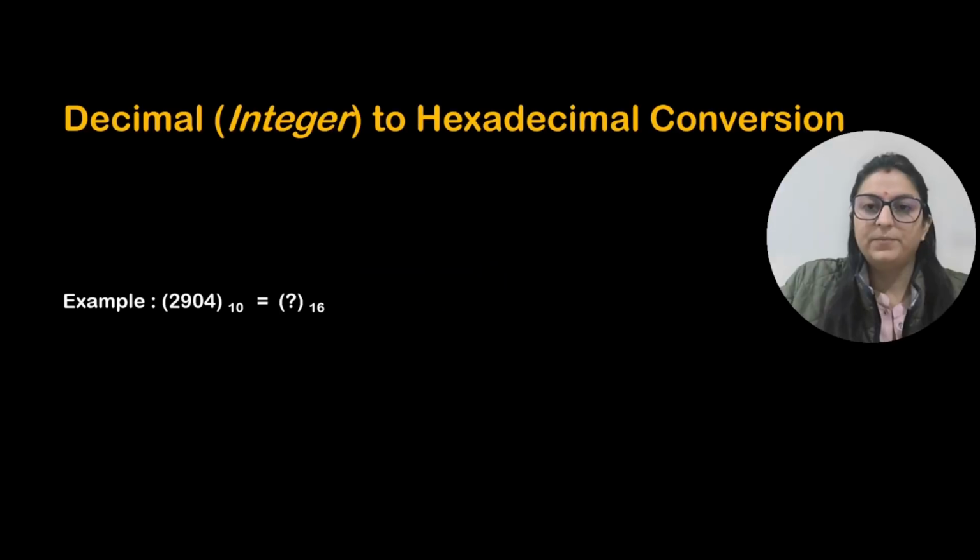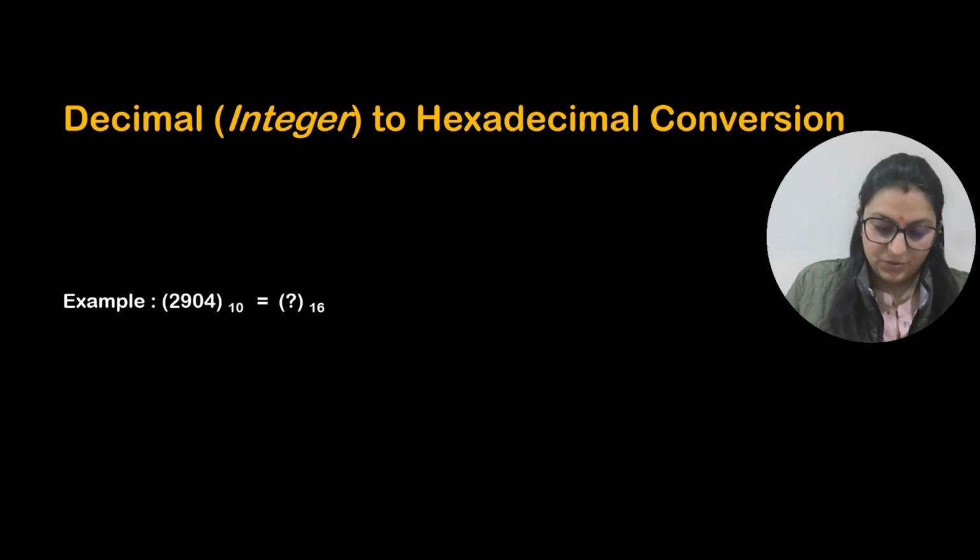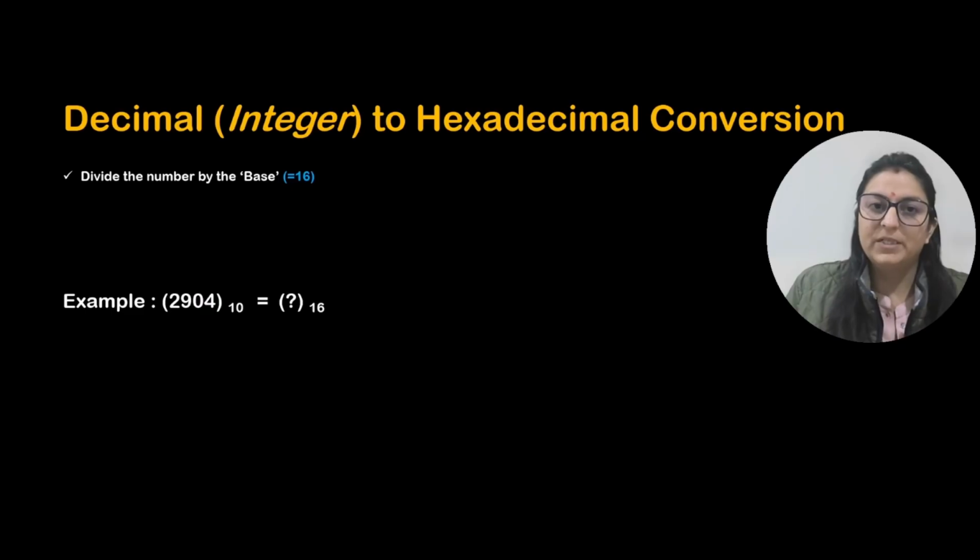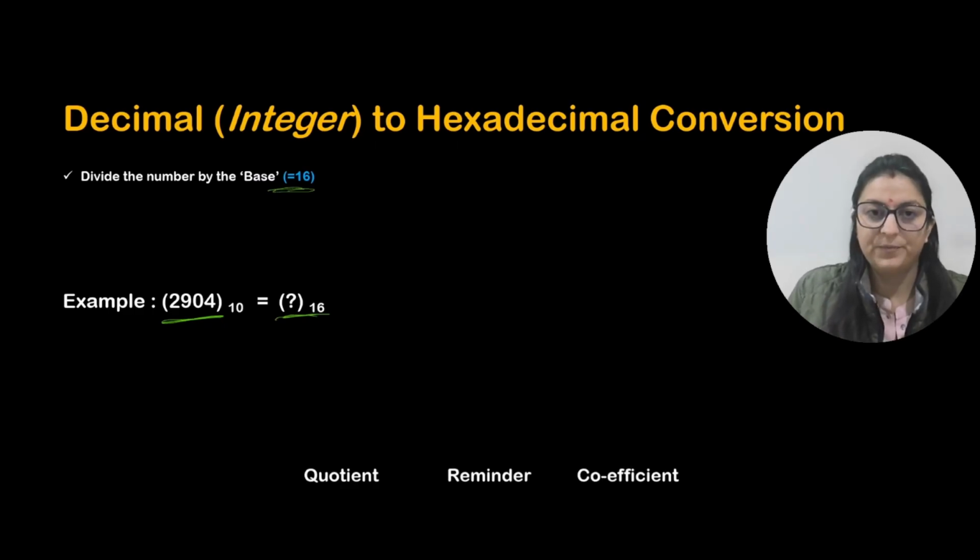The last and third conversion is decimal to hexadecimal. Here also we will follow the same rule. The first step is to divide this number by the base, and here you have to remember the base is 16. Here your number is 2904 and we have to convert this decimal into hexa. Which base do we need to remember? That is 16. The digits are 0 to 9, A to F.